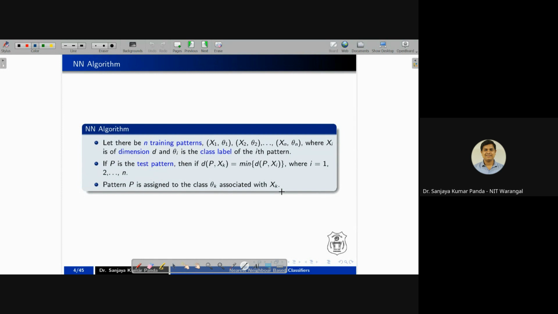And if you take P as our test pattern, you have to calculate the distance of P to x1, distance of P to x2, distance of P to xn. And after calculating the distance to these patterns, you have to find the minimum among them. For example, this is my test pattern P.